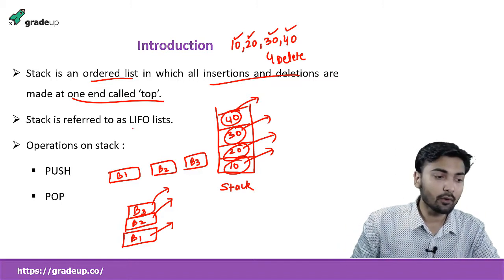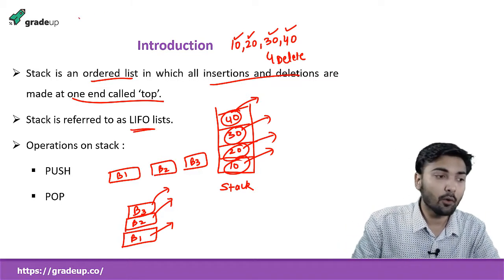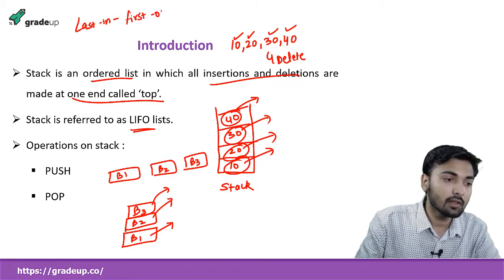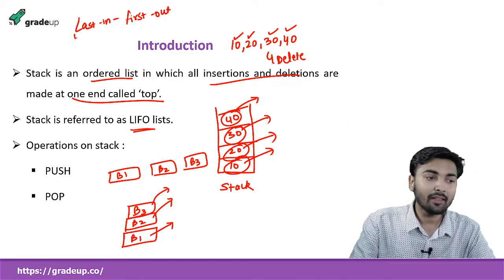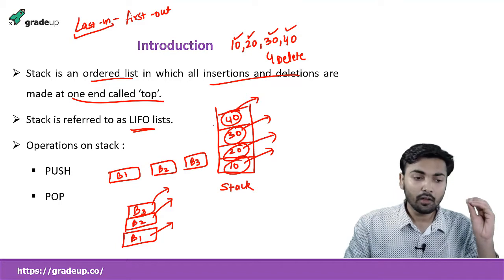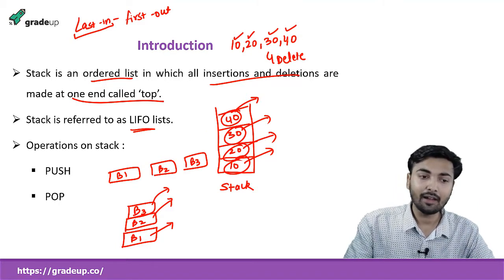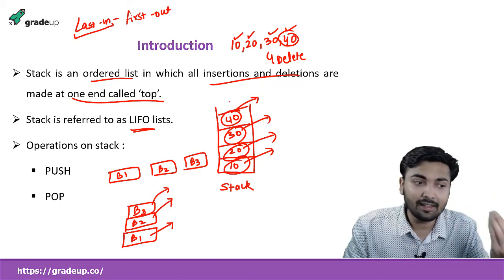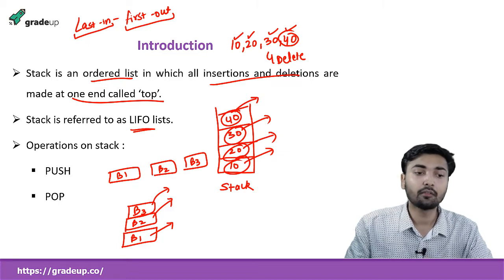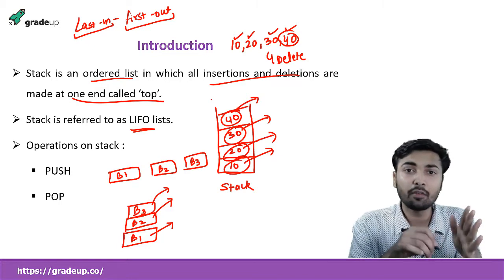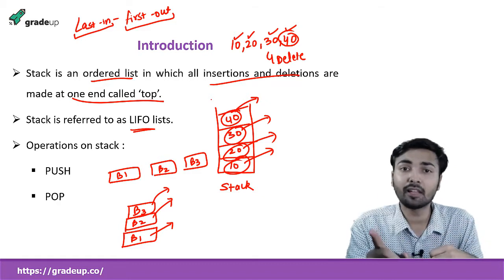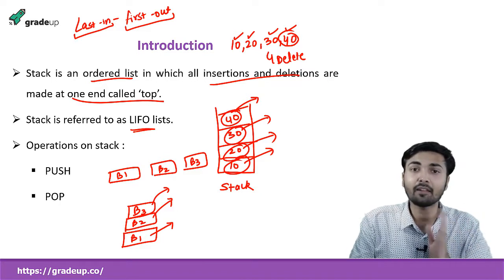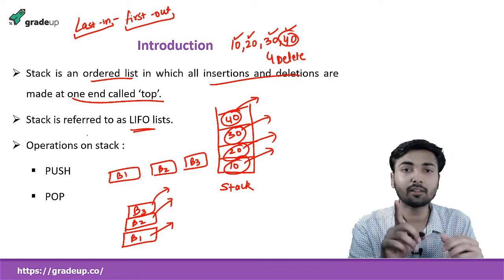Stack follows LIFO order. LIFO means last in, first out. What does it mean? At the very last, what did you insert in the stack? 40 you inserted. And what will be deleted first? What will be the output first? 40. Got it? The thing which is kept last will be the first thing to come out. That's why it is called a LIFO list, that is, last in, first out list. I hope you are now clear with the basic topics.